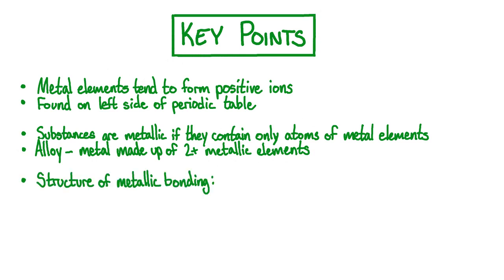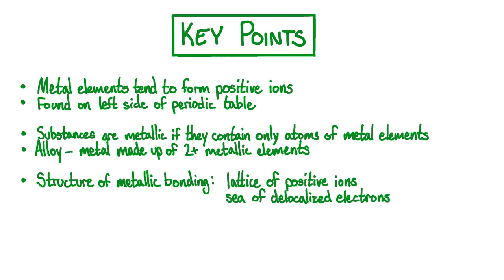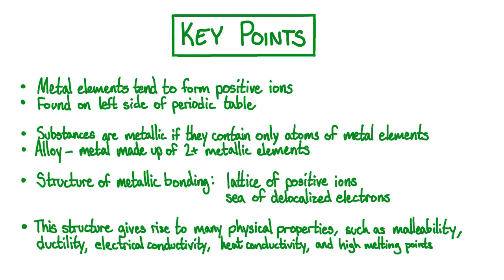The structure of metallic bonding involves a specific arrangement of the constituent parts. The positive ions form a lattice, while the electrons flow free in a sea of delocalized electrons. This structure gives rise to many physical properties of metals, such as malleability, ductility, electrical conductivity, heat conductivity, and high melting points.